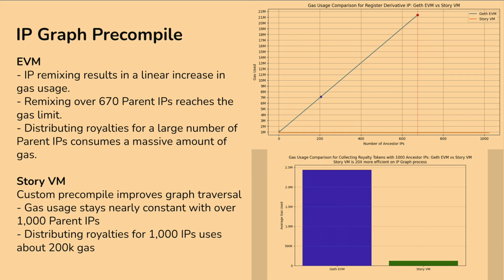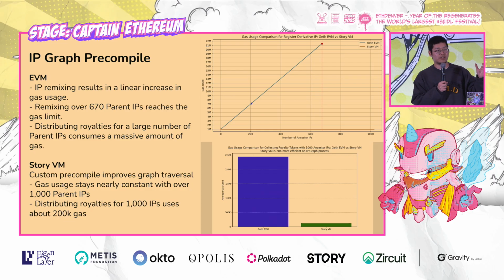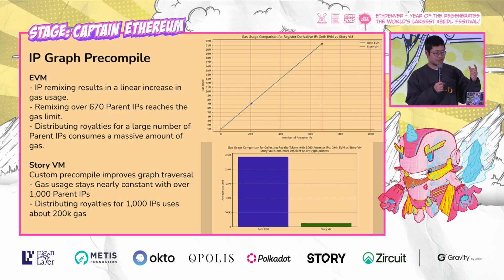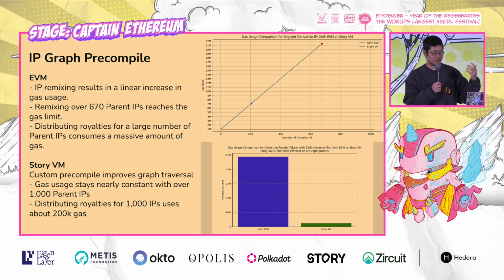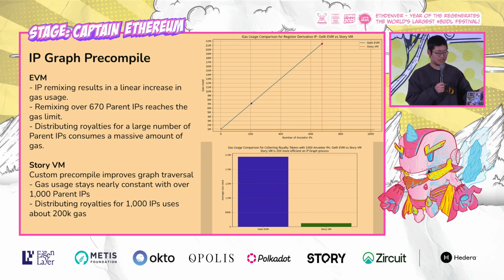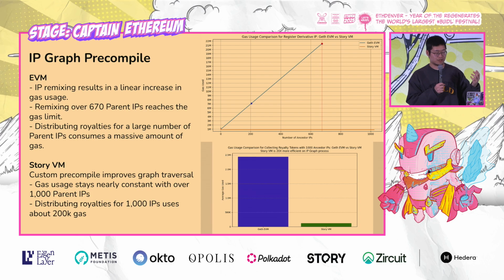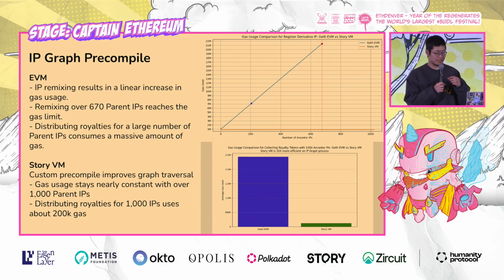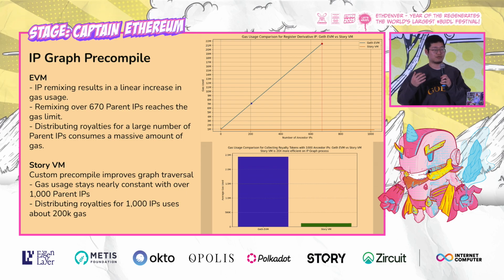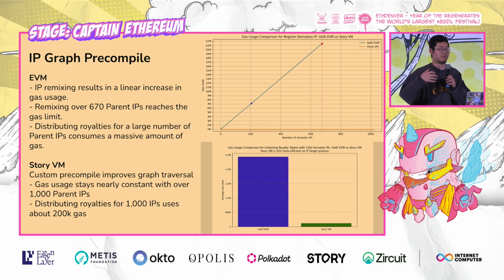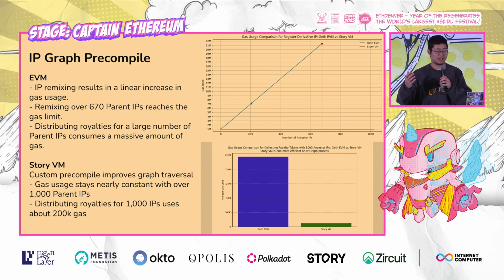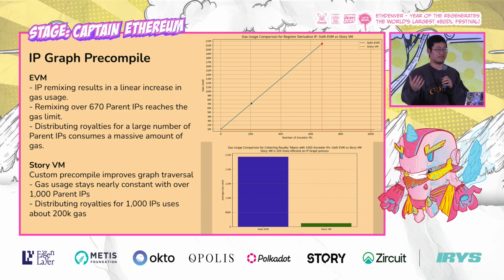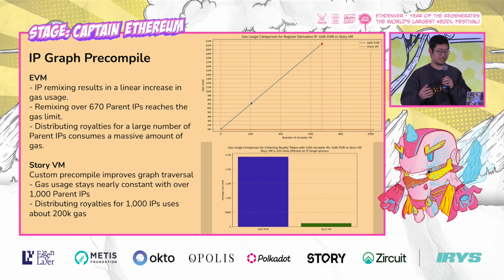The first version of our protocol was deployed on Sepolia, but during that time, when we were trying to, for example, remix over 670 parent IPs, it reached the gas limit. So we had to start limiting the creation of derivatives. Also, when you're trying to distribute royalties to those that trace back to the parent IP, it's very hard because you need to go through all those layers, and that will also exceed the gas cost.